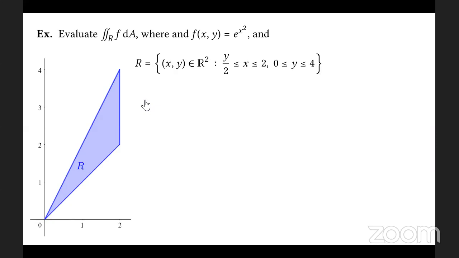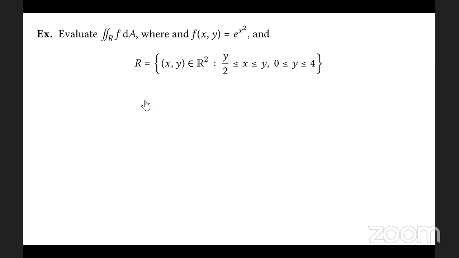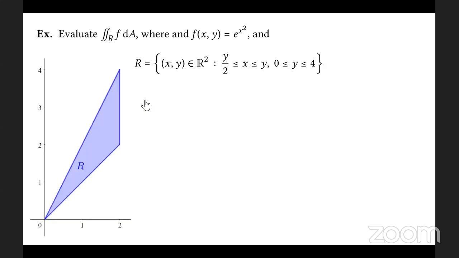Oh shoot, I messed this up. Let me fix this. That's actually wrong. It should say y over 2 and y. Let me edit that. Y over 2 and y. It's fixing it. There we go. Okay, so x is between y over 2 and y, and y is between 0 and 4.